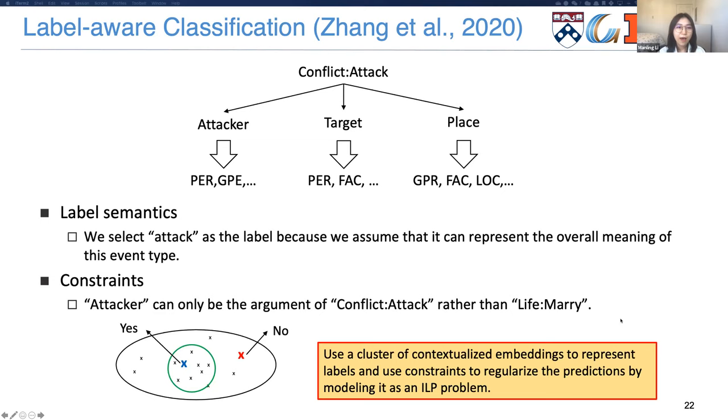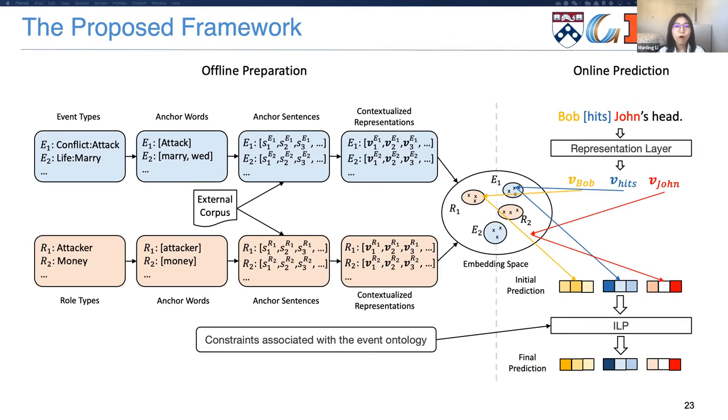So here are the details about the overall proposed framework. It consists of two parts, the offline preparation and the online prediction. In the offline preparation phase, for each predefined event trigger or argument type, we first find some anchor words, basically the labels themselves as well as the synonyms. After that, we find several contextualized usages of these words in an external corpus, like the New York Times corpus, and we call these sentences the anchor sentences. For each of these sentences, we can get a contextualized vector for the anchor words. Based on all of these vectors, we can get the event type representation in the embedding space.